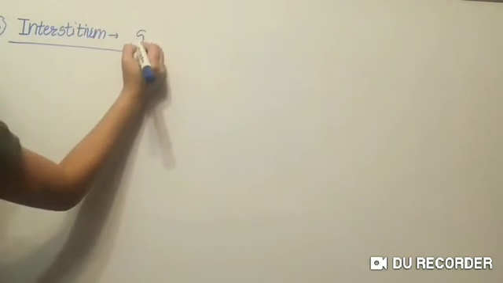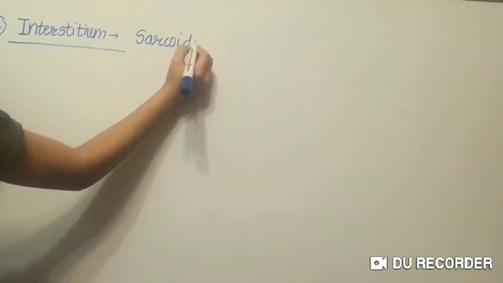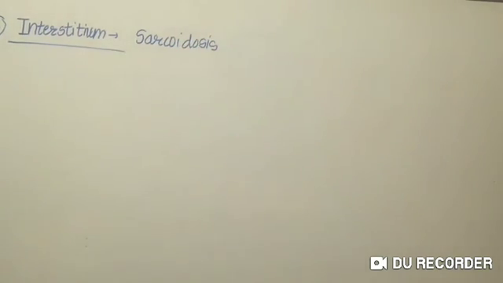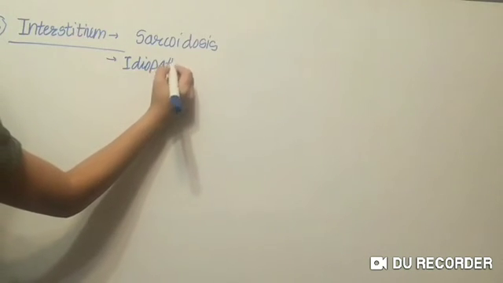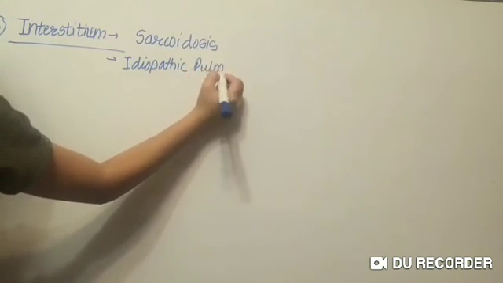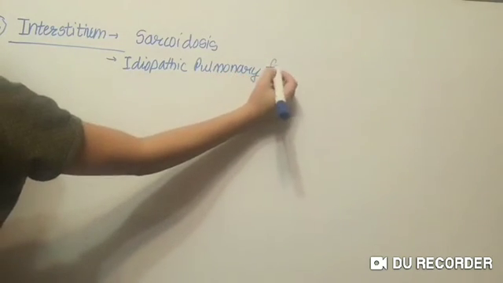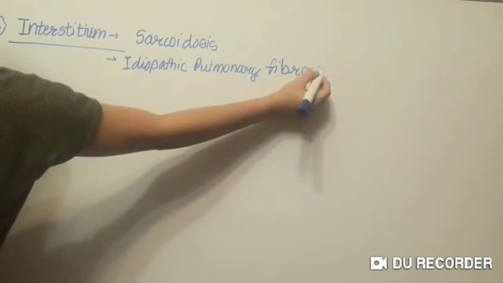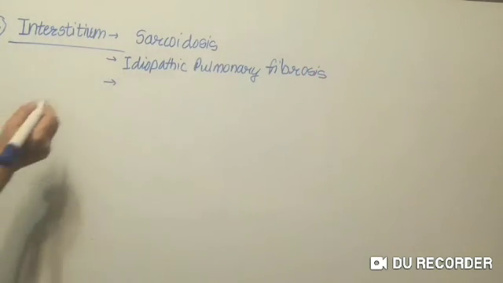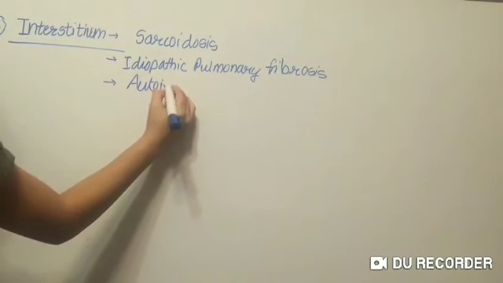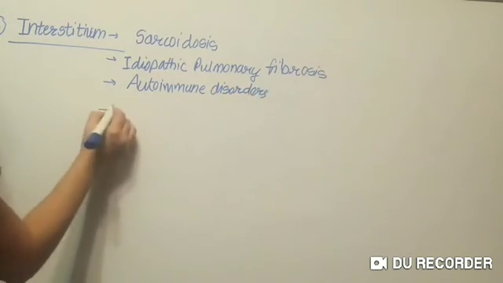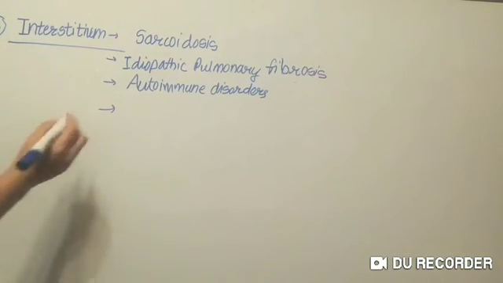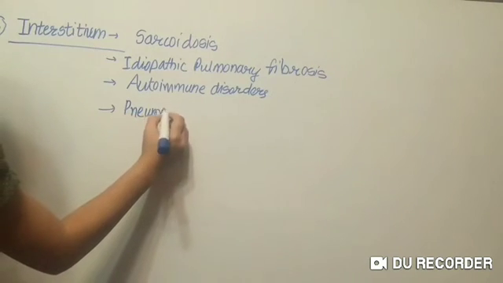Diseases are like sarcoidosis, second one is idiopathic pulmonary fibrosis, third one is autoimmune disorders, and fourth one is pneumonias and pulmonary edema. We already discussed that.